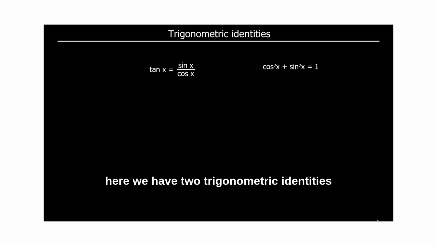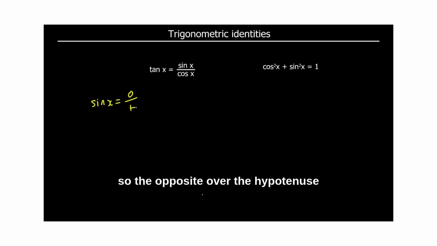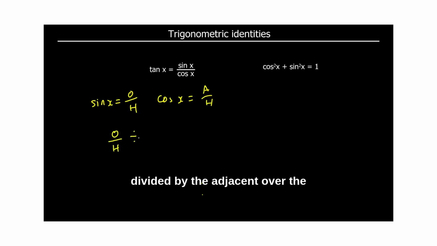Here we have two trigonometric identities. So tan x is equivalent to sine x over cos x. We can say sine x is the opposite over the hypotenuse, and cos x is the adjacent over the hypotenuse.